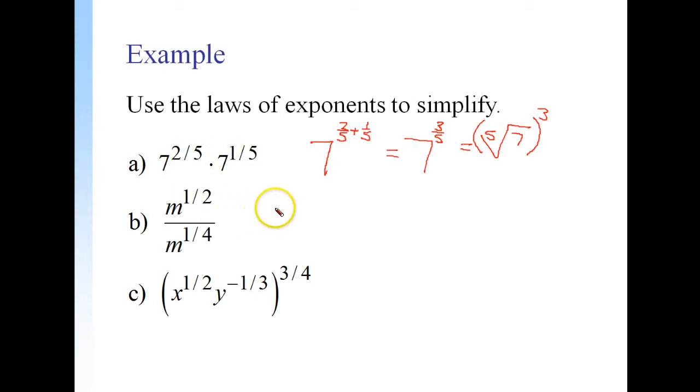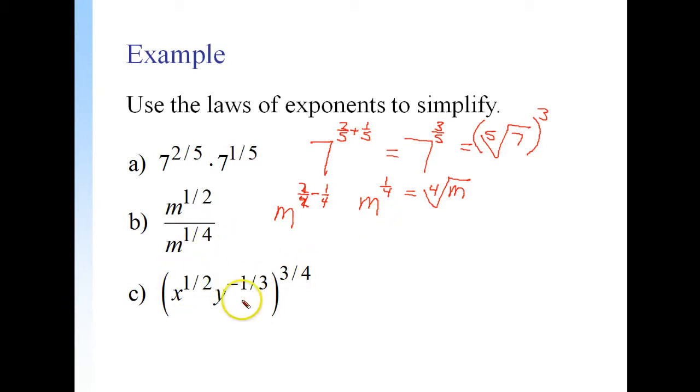And then here we have m to the 1/2. We're going to bring this up across the division bar. Its sign changes. And I need to do something with my denominators here. So I'm just going to make this a 2/4, which is equivalent to 1/2. So this becomes m to the 1/4, or the fourth root of m.